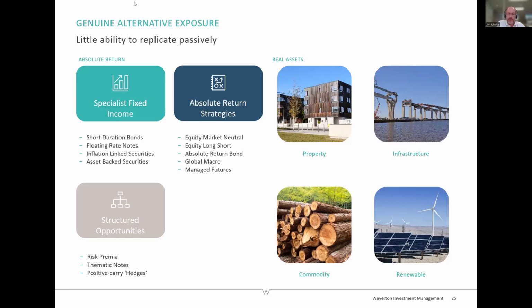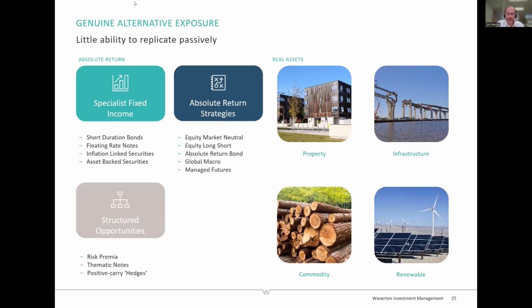But from our point of view, we've got the real assets fund in our MPS portfolios, giving exposure to those alternatives on the right. We've also got the absolute return fund, which has got a variety of hedge funds, not all of them available via platform, across equity market neutral, long-short, absolute return bond type funds. We've got some very short dated fixed income in there, so very high quality, sort of 6 months duration fixed income, and structured notes.